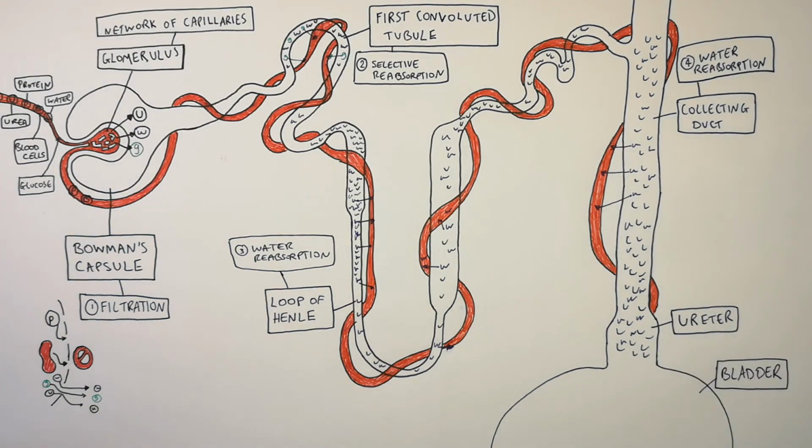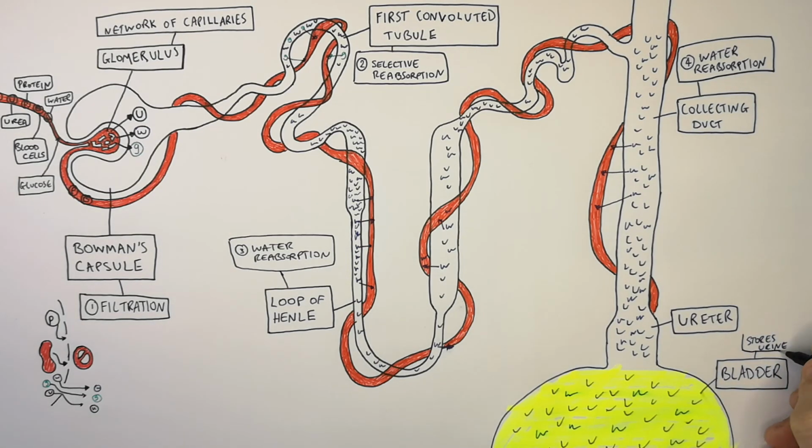So this water and urea mixture is going to pass through the ureter into the bladder where it is stored. Remember, the function of the bladder is to store urine, which is a water and urea mixture. The urine stored in the bladder is then passed out of the body via the urethra.